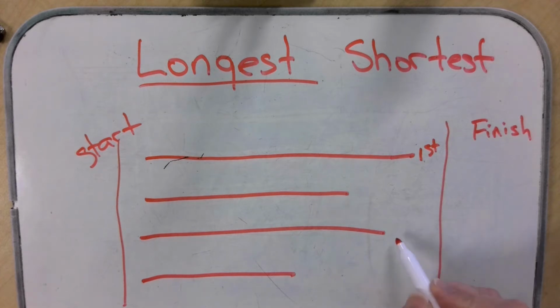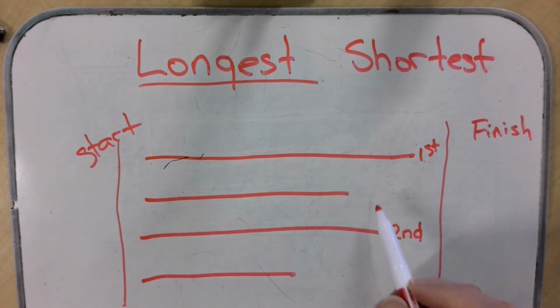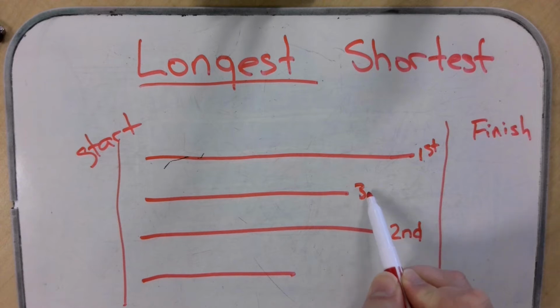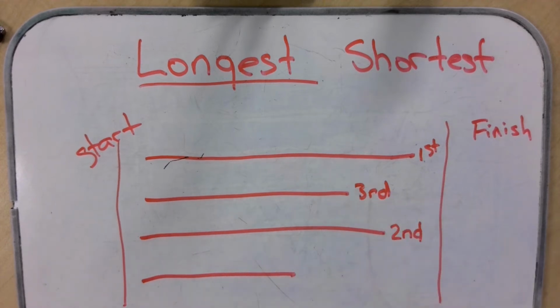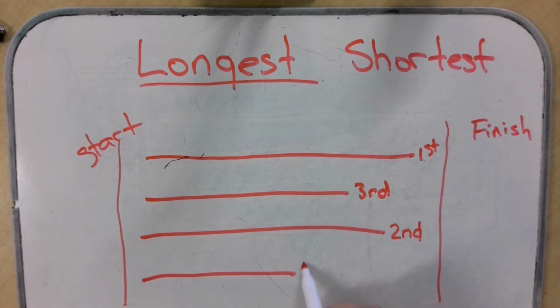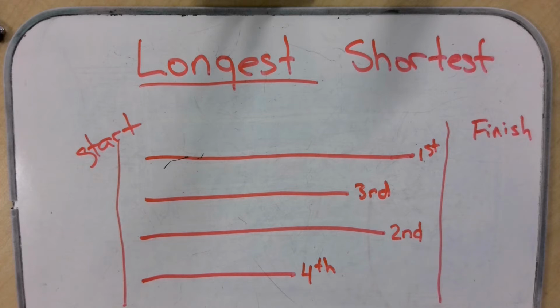Then I have this one here who's in second place. That is my second longest line. And then I have this one who's in third place. That is my third longest line. And here, my fourth longest line. So let's take another quick look at a different example.